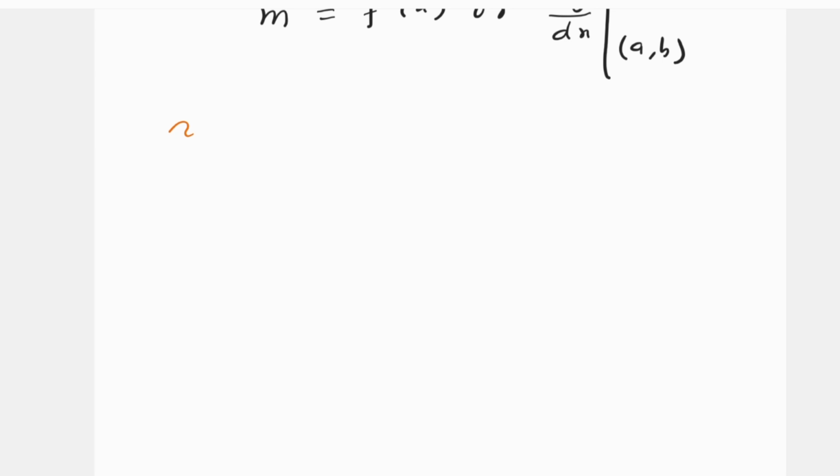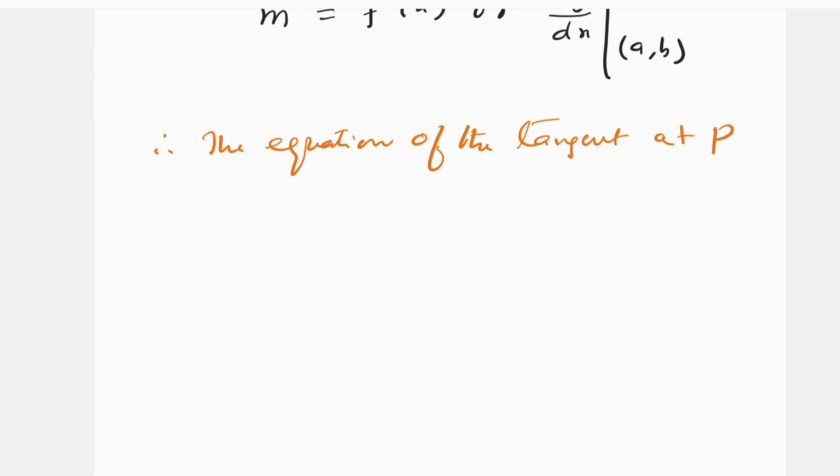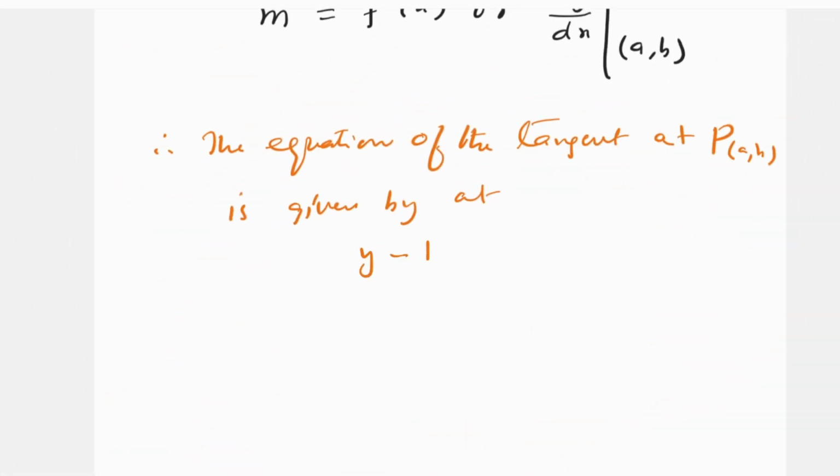Therefore, the equation of the tangent at P is y minus y1 is equal to m bracket x minus x1, or you can write y minus b. In place of m, we can also write f dash a into x minus a. This is the equation of tangent.